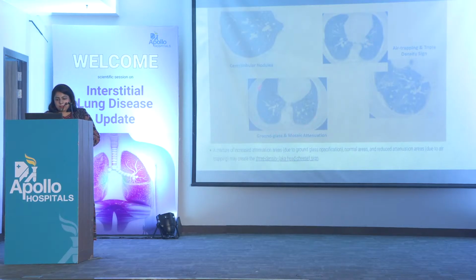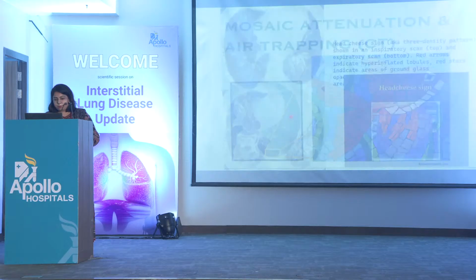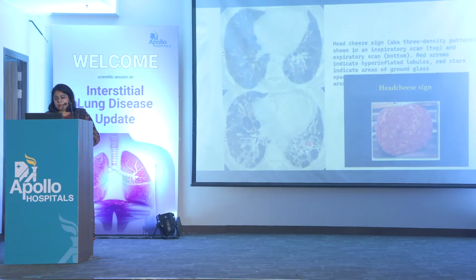Over here, we can mainly see the ground glassing and mosaic attenuation. When I was doing my residency, when our teachers used to tell us what is this mosaic attenuation, I used to get really confused. So mosaic attenuation basically looks like this tile. If you see the small area over here, it looks like small cysts stacked together. So it looks like this mosaic tile. And this is the head cheese sign. Earlier the triple density sign was known as the head cheese sign.